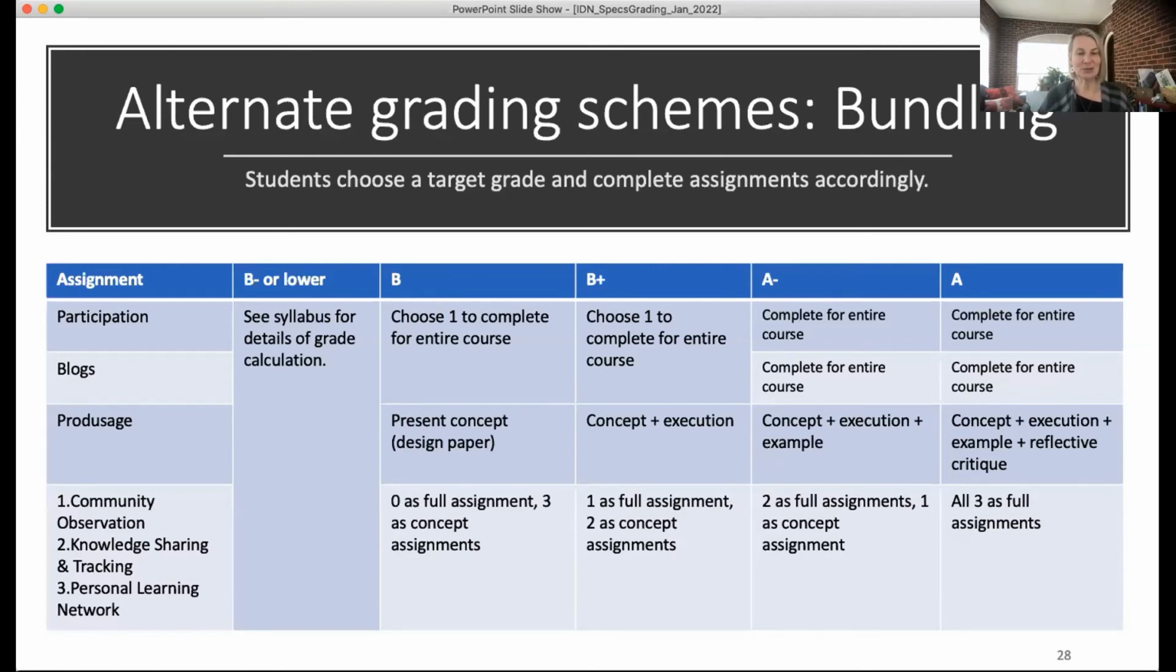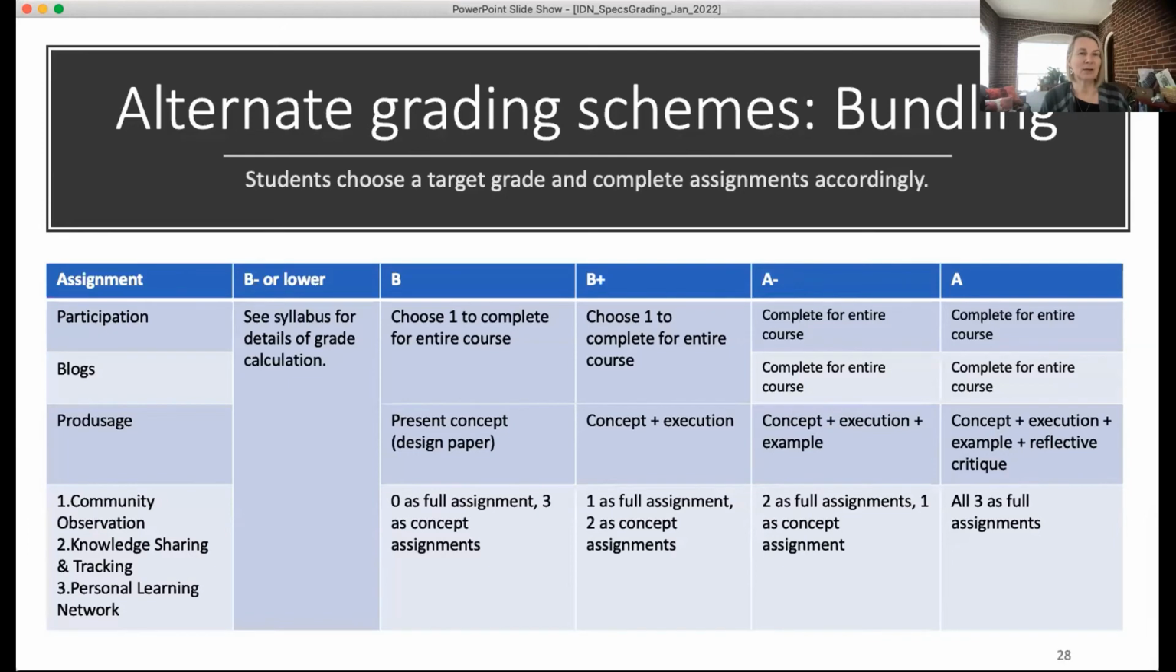Without spending too much time in the minutia of what the different assignments are on here, the participation and the blogs that the students keep in the class, that's low level. They're both low level, continuous participation oriented things. And I thought, if you're going to get an A or A- in this class, I want you to do both of those. But sometimes I'd have students who are like, I don't want to do that one. Cool. Don't do that one. But that's going to drop your grade down to a B or a B+ level.